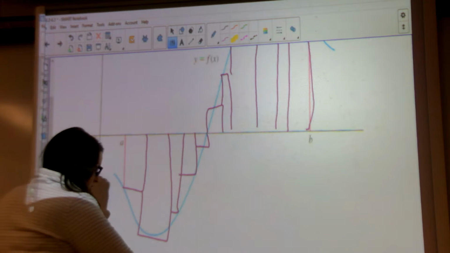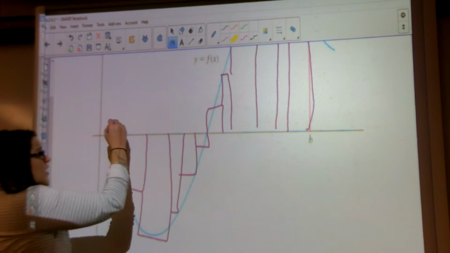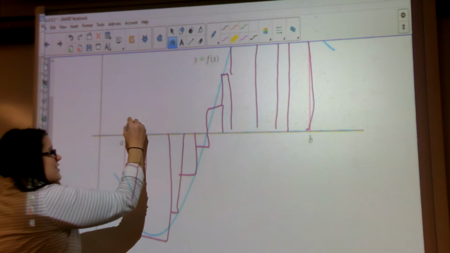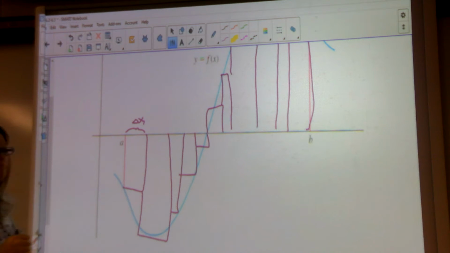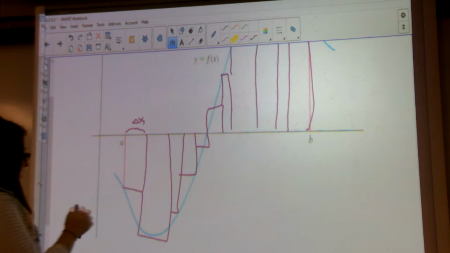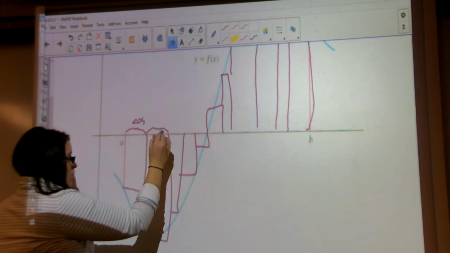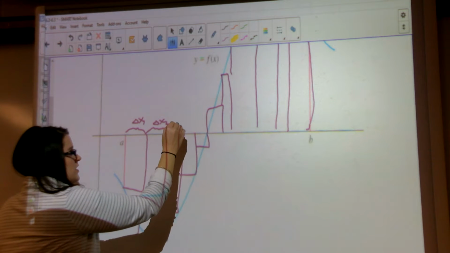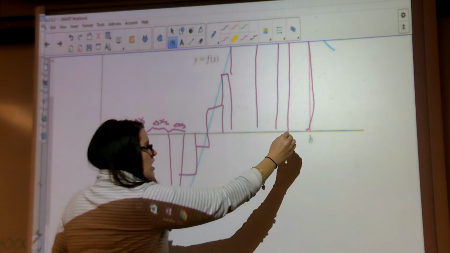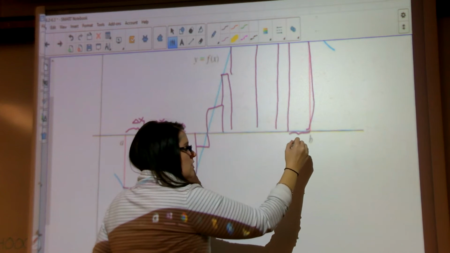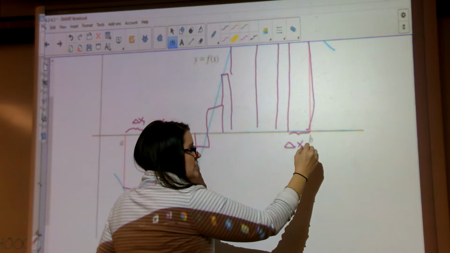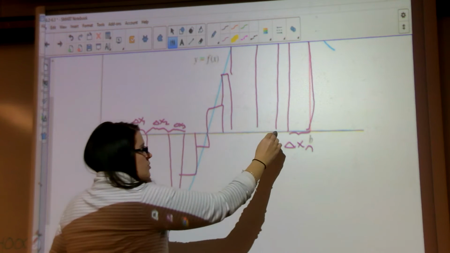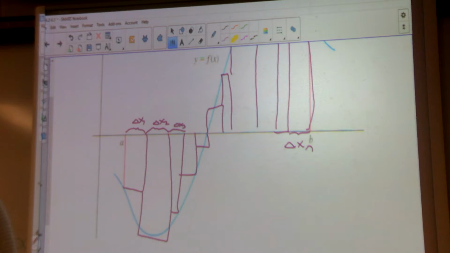So each rectangle, let's start some notation here. I'm going to call this width delta x1. Delta means change in your x, that's why I'm using that notation. So there's a length there. Then this one, remember they don't have to be the same width, so I'm going to call that delta x2. Delta x3, so on and so on. What would this one be? Delta x n. And this one would be delta x n minus 1.